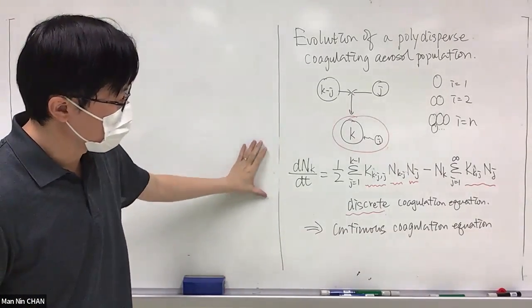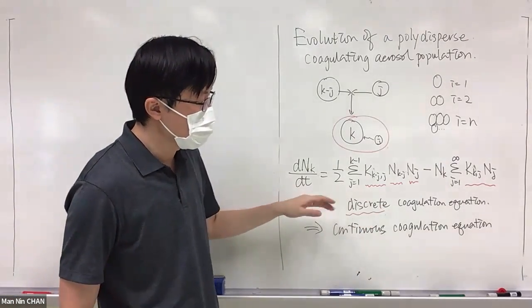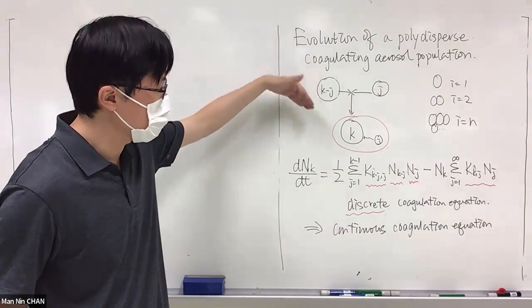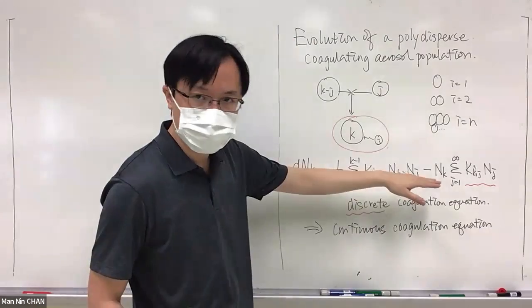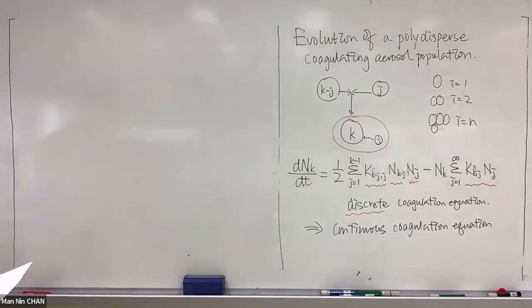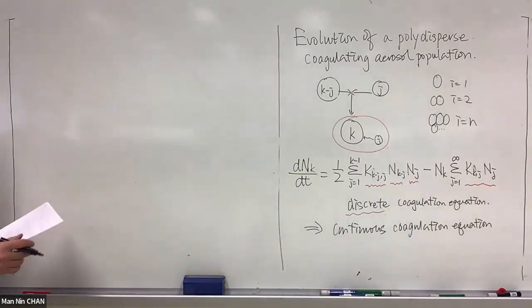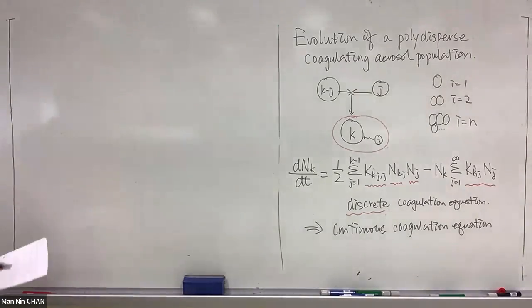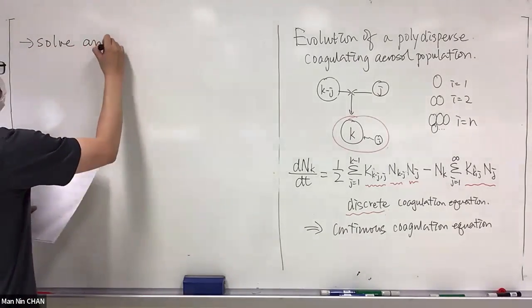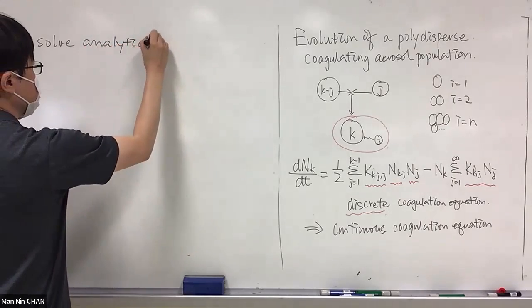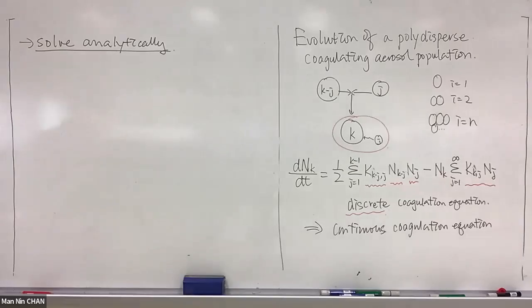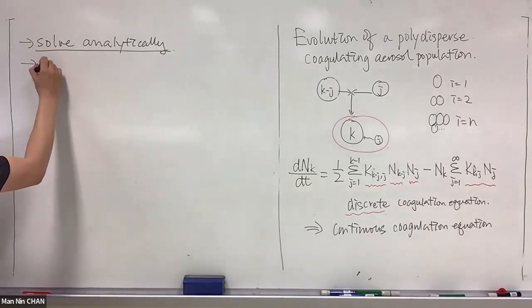So of course, this equation, we call the discrete coagulation equation, right? It tells you the formation of a k-mer due to the coagulation. So you have two processes here, okay? Of course, you can basically just solve this equation, but I want to see if we can solve this more analytically, okay? To solve this equation, I just want to say one thing.